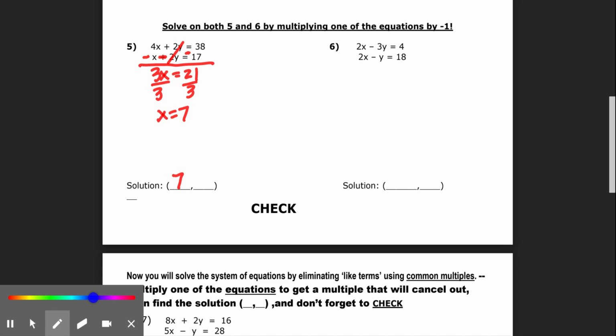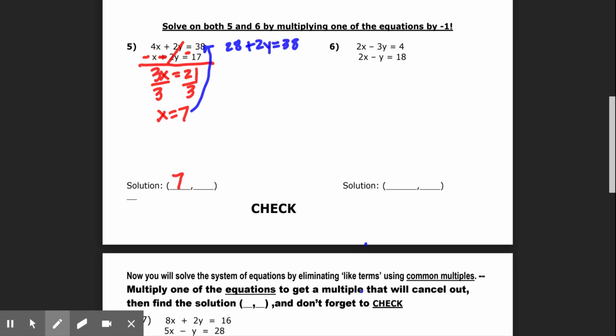Anyway, so what I do is I'm going to go ahead and use this top equation right there. So I have 4 times 7 because x is 7, so that gives us 28 plus 2y equals 38. Then I'm going to subtract 28 from both sides. So I have 2y equals 10. Divide both sides by 2, and y equals 5.